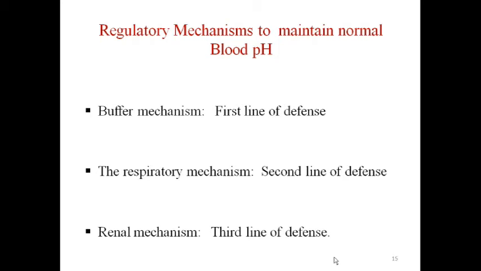To maintain the normal blood pH in the body, the regulatory mechanisms are the buffer mechanism, the respiratory mechanism and the renal mechanism. The buffer mechanism is the first line of defense, the respiratory mechanism is the second line of defense and the renal mechanism is the third line of defense.